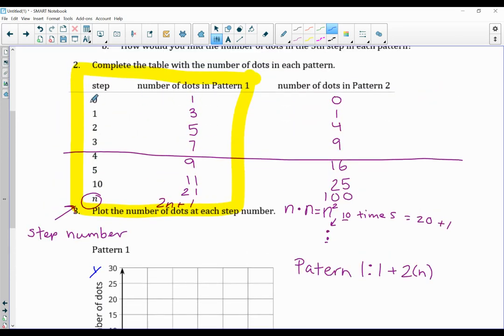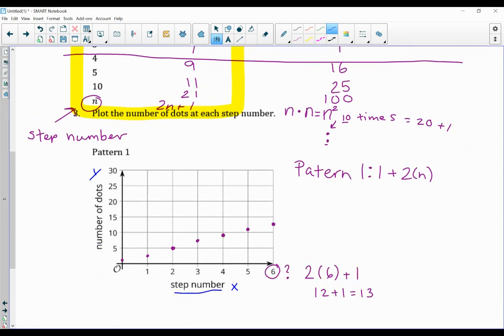So 0, 1, 1, 3, 2, 5. Those are the coordinates I'm plotting. So that is the graph for pattern number 1. As you can see, I was asked to graph at 6, but we did not find 6 in our table. So I just used the equation that we came up with, 2n plus 1, and I plugged in 6 for my step number, and I got 13. And that makes sense because it's just add 2 to 11, you get 13. So that is pattern number 1.